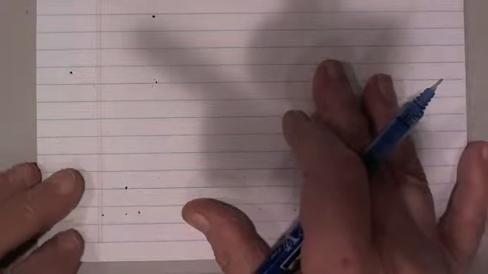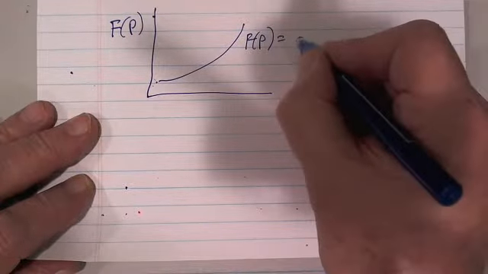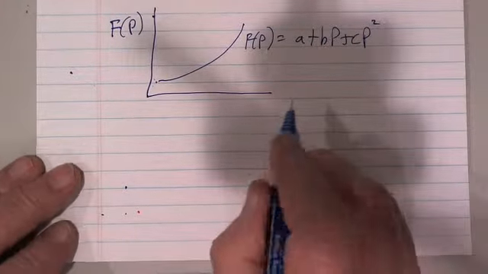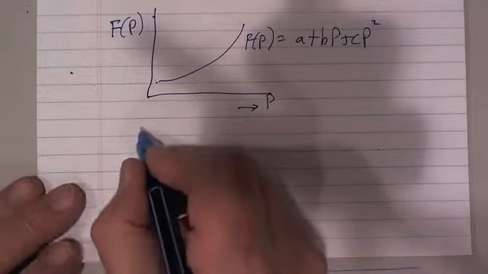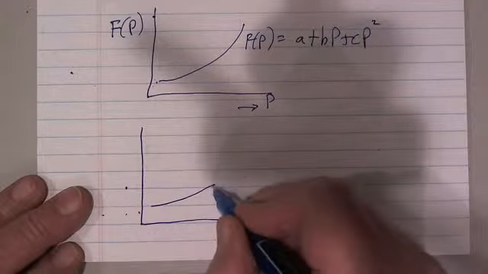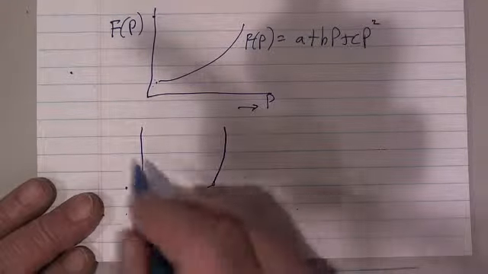Well, the next thing we're going to do here is draw our function again, f of p. We originally said that it's like this: f of p is a plus bp plus cp squared. Here's p going down here. Now, suppose for some reason I wanted the curve to be a quadratic function going this way and then a different quadratic function like this.